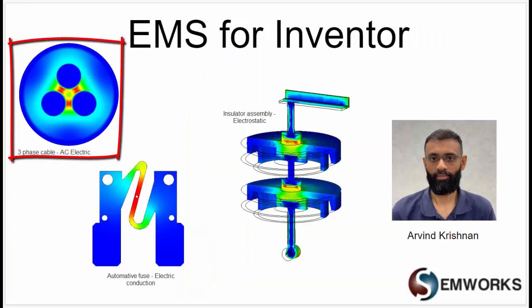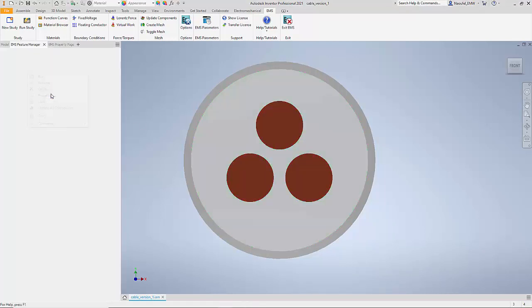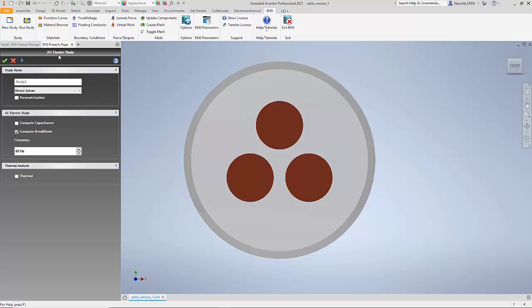In this final concluding example, we will take a look at the three-phase cable using the AC electric solver. In this final example, we will see how an AC electric simulation is used to study a high voltage three-phase cable. The study that we defined this time is called an AC electric study. Here we input the frequency, in this case 60 Hertz.